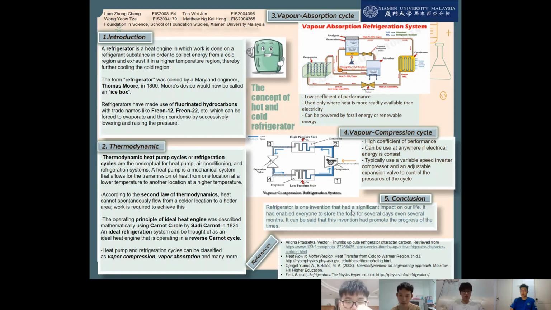The absorption cycle is similar to the compression cycle, except for the method of raising the pressure of the refrigerant vapor. In the absorption cycle system, the compressor is replaced by an absorber and a generator. The absorber dissolves the refrigerant in a suitable liquid, and therefore the dilute solution becomes a strong solution.